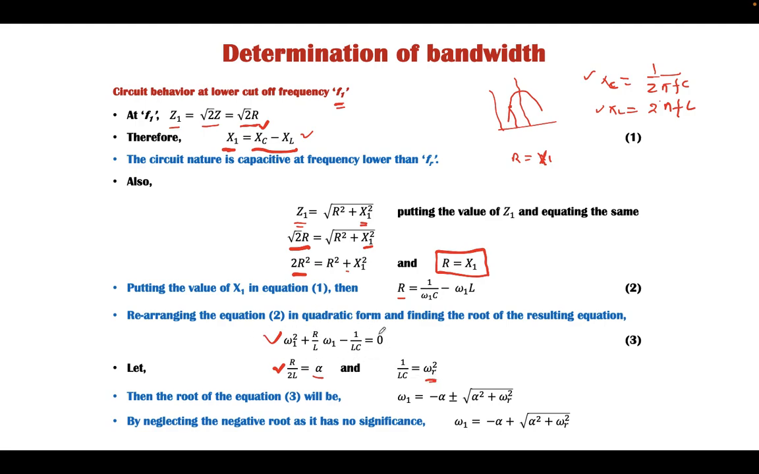Putting these values over here, this quadratic equation can be simplified as omega 1 is equal to minus alpha plus or minus the square root of alpha square plus omega R square. In this case, ignoring the negative sign, since we are taking only the positive root, omega 1 is considered as minus alpha plus the square root of alpha square plus omega R square. This is the case for F1, corresponding to the lower cutoff frequency.